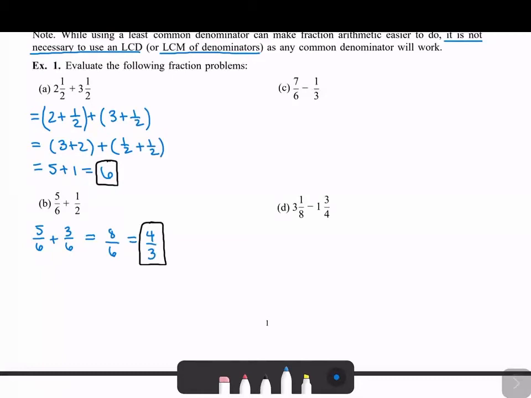Okay, so now we're doing 7/6 minus 1/3. So again, 3 is a factor of 6, and 6 is a multiple of 3. So that means that the least common multiple of 3 and 6 will be 6 itself.